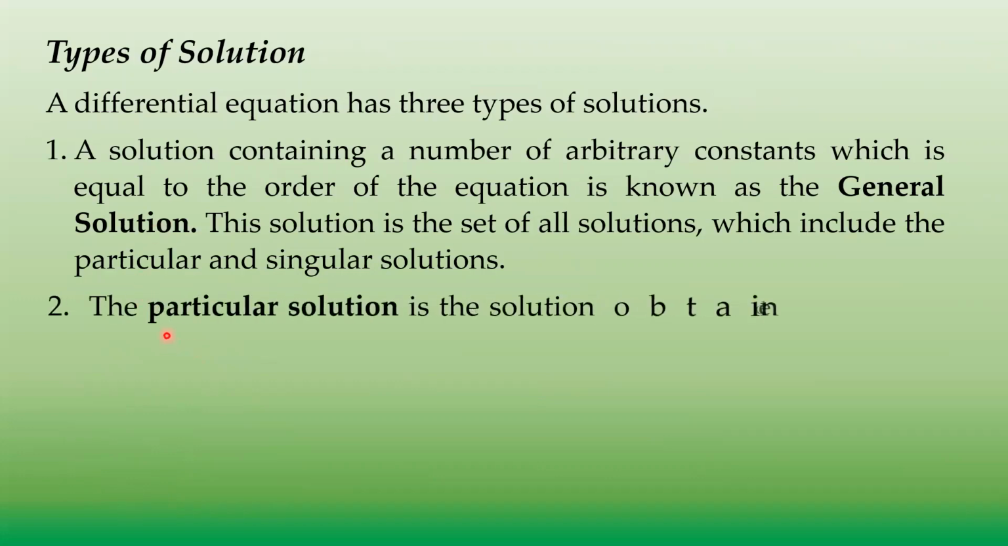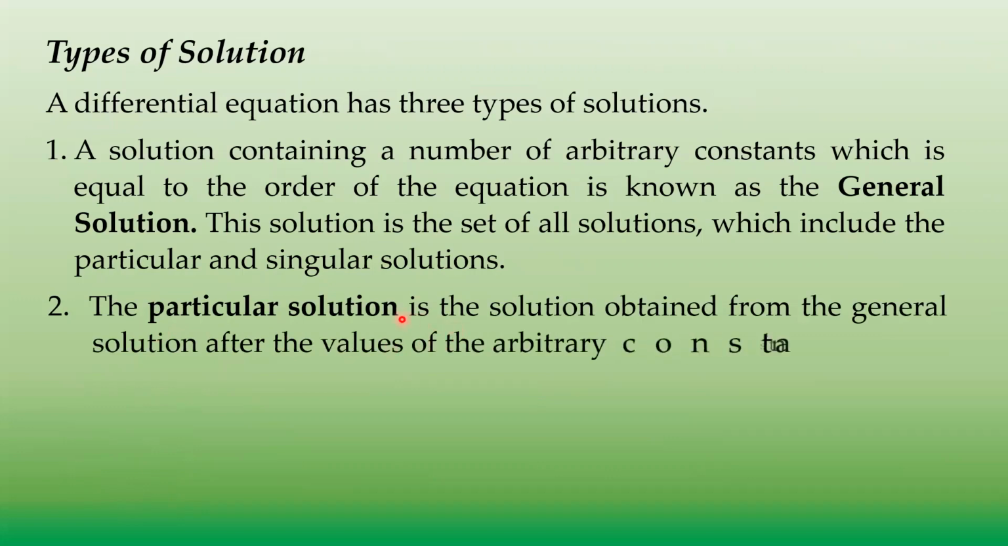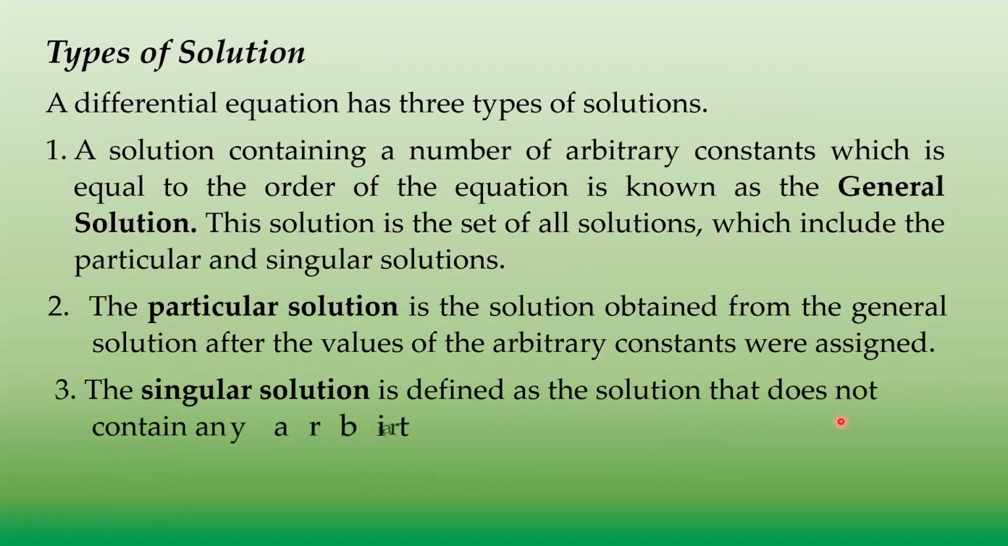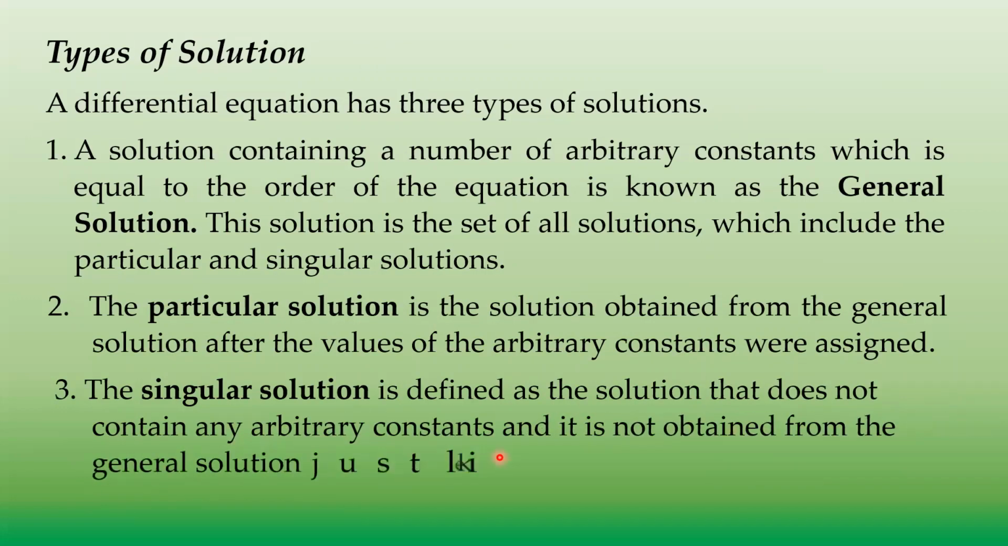Second, we have the particular solution. This is the solution obtained from number 1, the general solution, after the values of the constants were assigned. So, once you get the values of the constants and substitute them, you have a particular solution. Then, the third, we have the singular solution. This is a solution that does not contain any arbitrary constants and is not obtained from the general solution. So, the two are similar, 2 and 3. Both have no arbitrary constants.